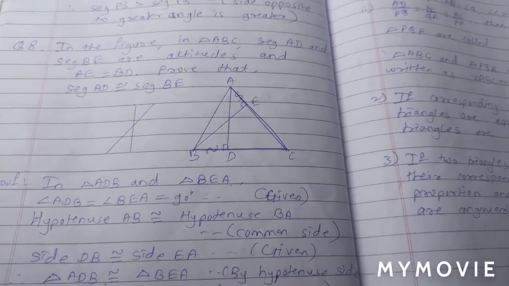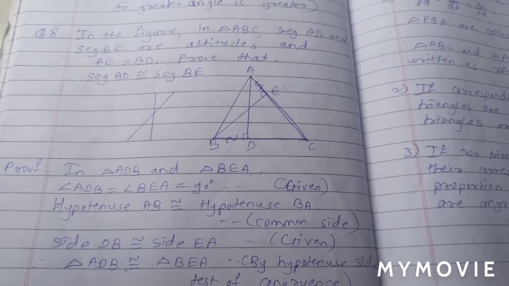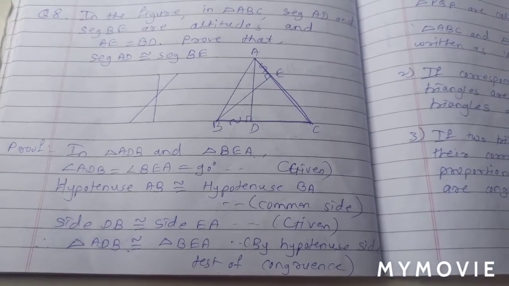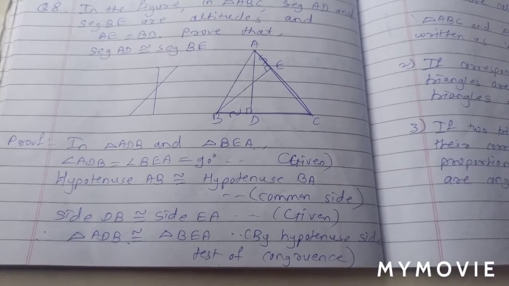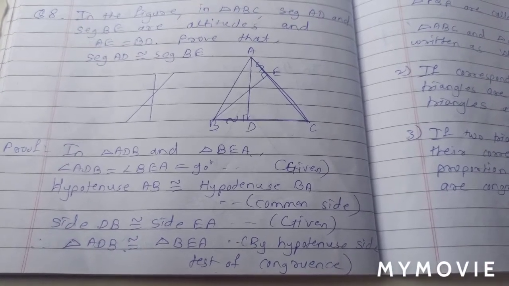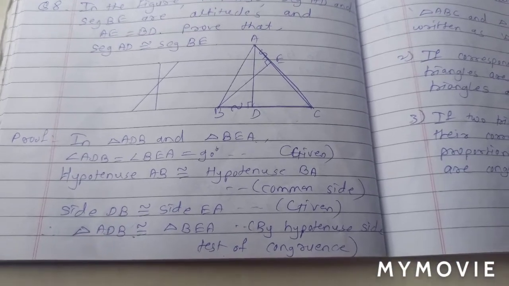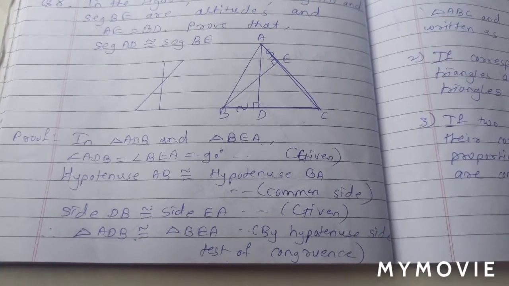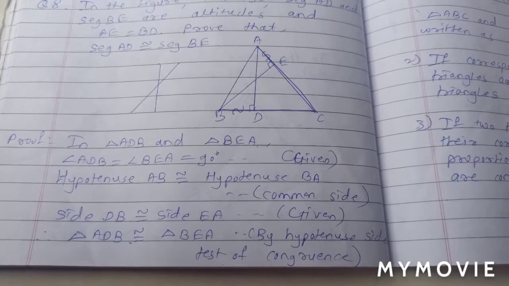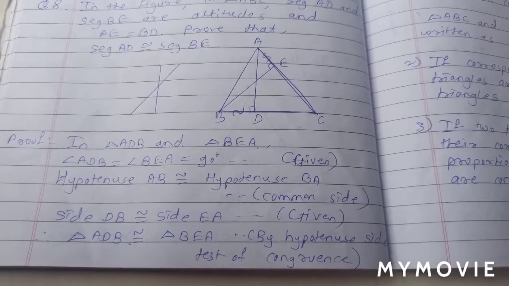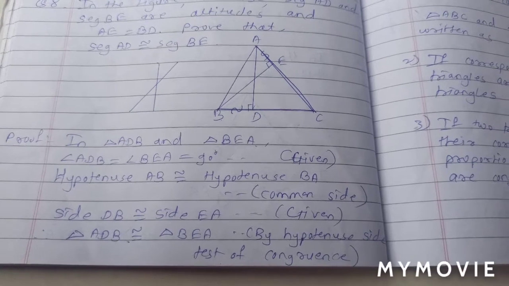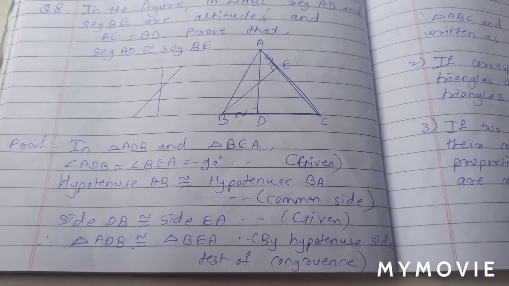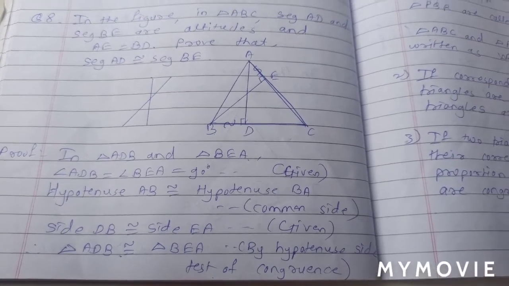In triangle ADB and triangle BEA, angle ADB is equal to angle BEA is equal to 90 degrees. Both are 90 degrees. It is given. Hypotenuse AB is congruent to hypotenuse BA. This is the common side in both the triangles, and that is the hypotenuse. Side DB is congruent to side EA. It is also given. Therefore, triangle ADB is congruent to triangle BEA by the hypotenuse side test. As two triangles are congruent, the corresponding sides are also congruent. Therefore, segment AD is congruent to segment BE.